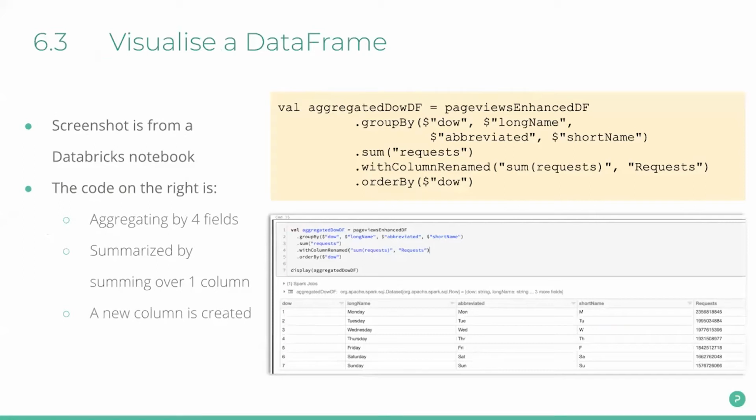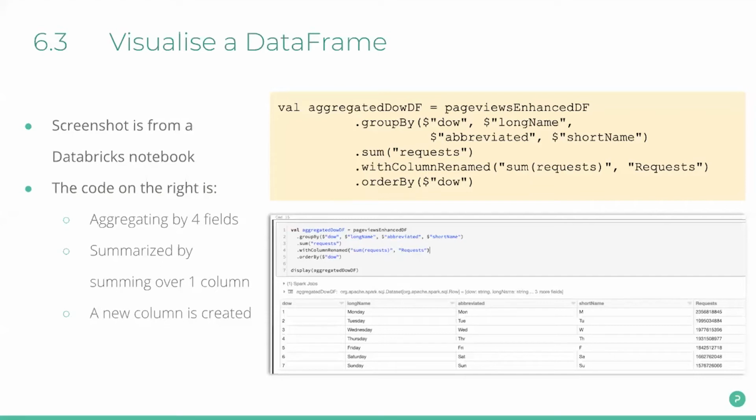On this slide, I'm going to try and help you visualize a data frame. It basically does look like a table with rows and columns. I have a code snippet here as well. I'm trying to give you an idea of how easy it is to use the different functions that are available. In this code snippet, I'm taking a large data set, grouping by a number of fields, and doing an aggregation on a field called requests. Then I'm renaming that field from request with a small r to Request with a big R, and then ordering by day of the week.